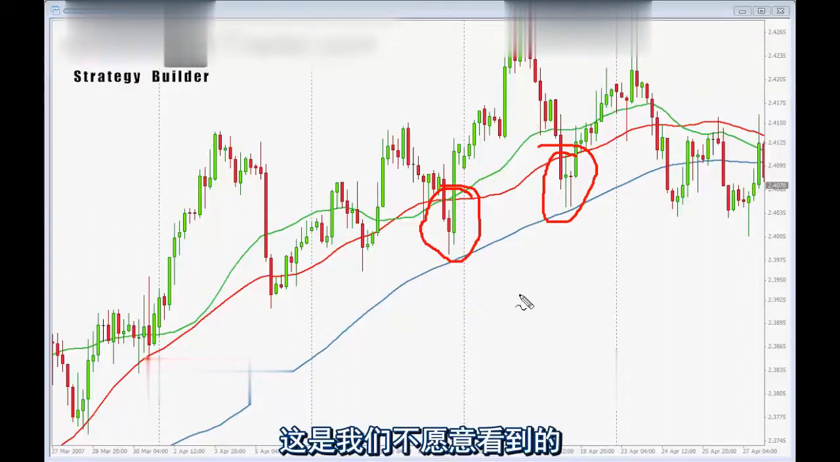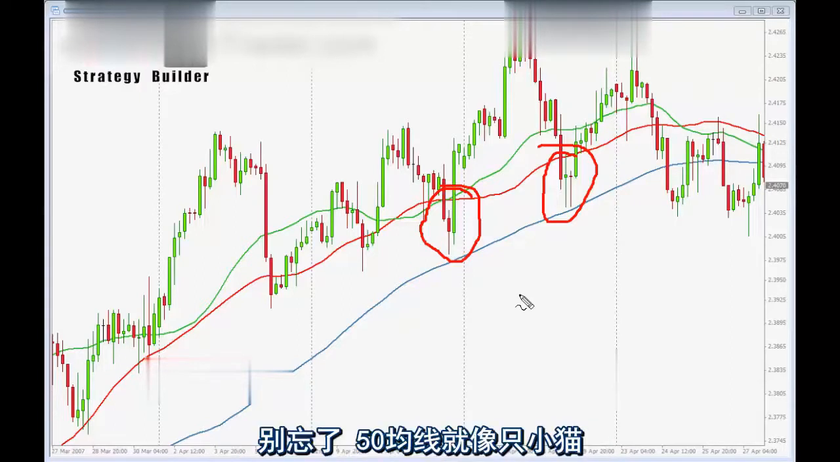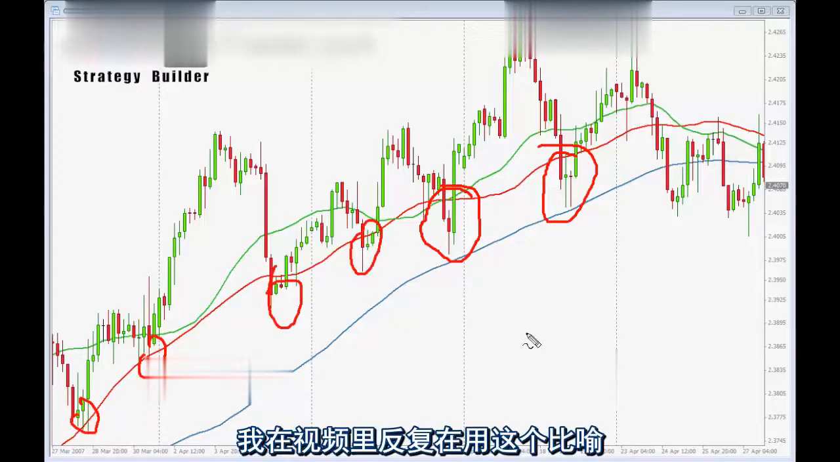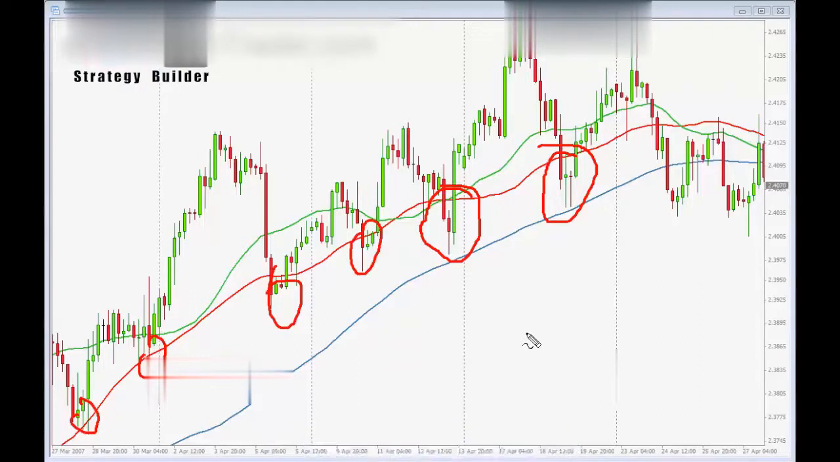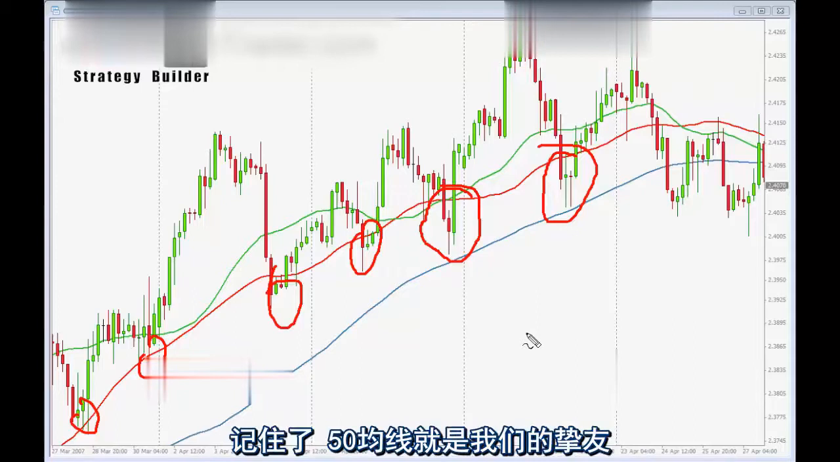You don't want that. The 50 simple moving average is not to be messed around with. Always remember the cat. You can cuddle it. Cuddle the cat. I keep on saying the cat analogy in my videos. I know you guys probably think it's a silly analogy, but it's quite useful. Just keep it in mind. The 50 simple moving average.